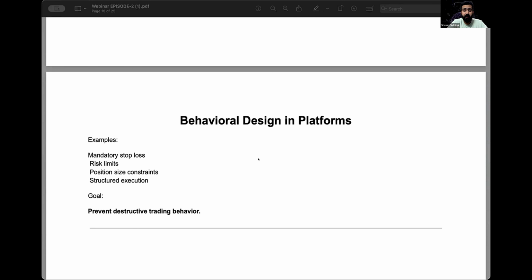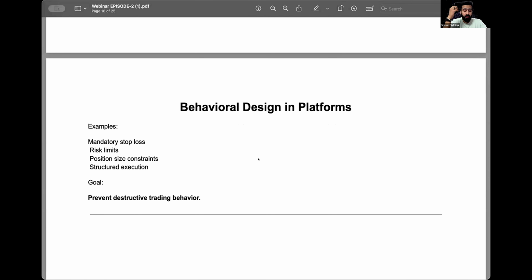To understand behavioral design patterns, we need to understand the design pattern around human behavior in trading. So, whether to set a stop loss, at what percentage, at what level there should be a stop loss, then risk limits.